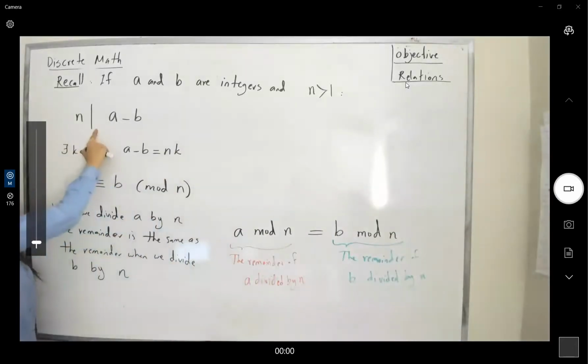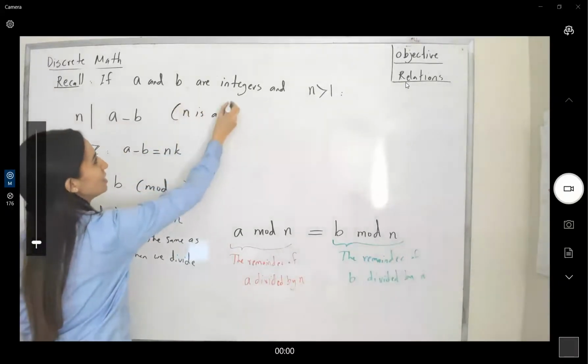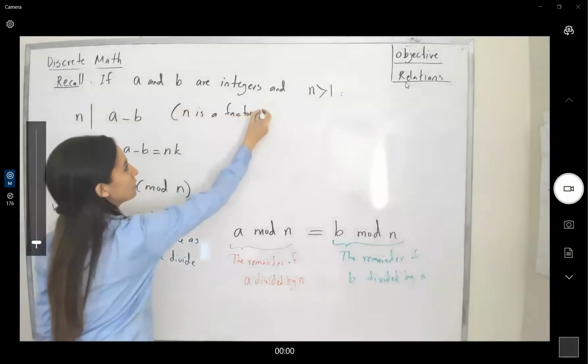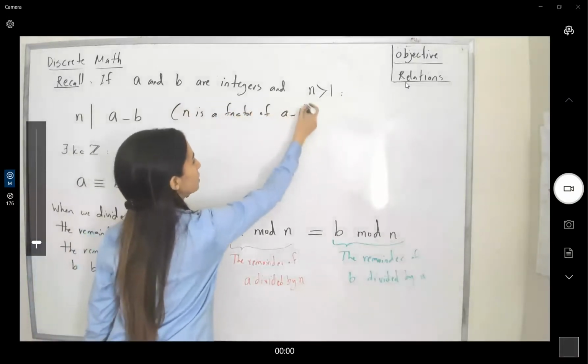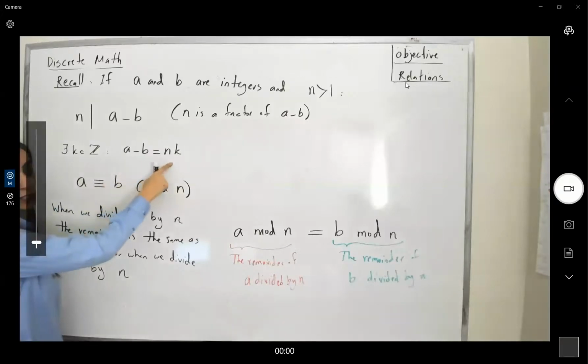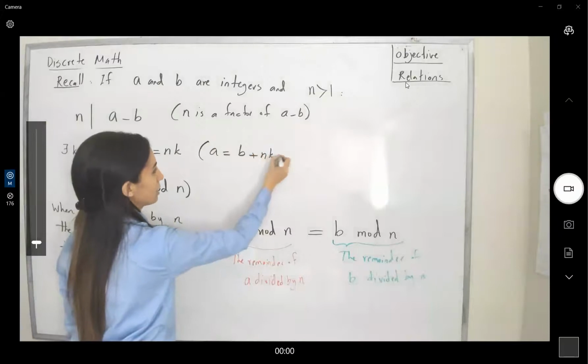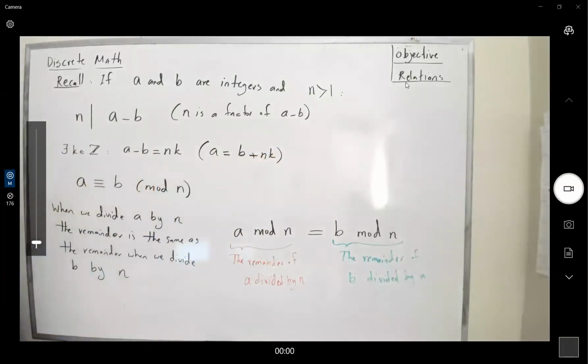n divides a minus b. It means that n is a factor of a minus b. It means that there exists an integer k such that a minus b is equal to nk, or a is b plus nk. What's the meaning of that?